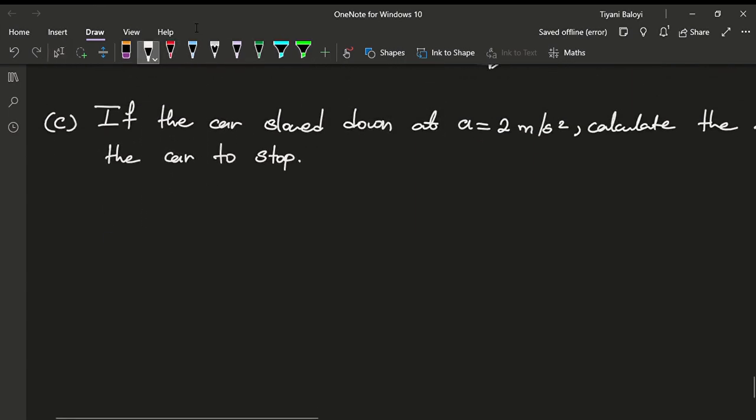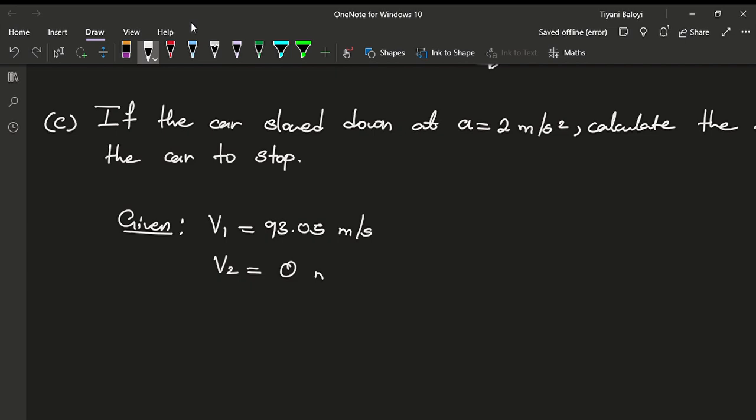So we are given what? V1 is 9.05 meters per second, which is positive. So at V2 we want to have 0 meters per second because we want the car to stop. What is the change in time? We do not know. What is the acceleration? It's minus 2 meters per second squared. Why is it minus? It's slowing the car down, so it has to be in the opposite direction, which is to the left. So it will be negative, right?